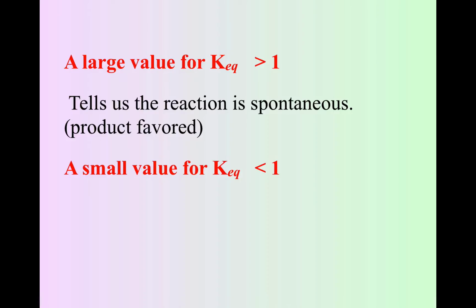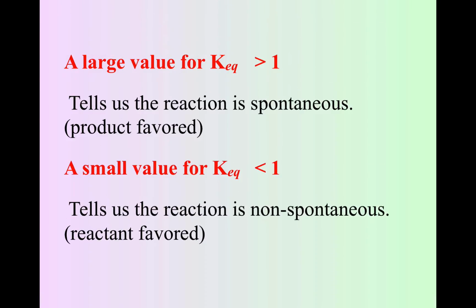A small K value is less than 1. So if the K value is less than 1, it means when the reaction stops, you've got more reactants left over than you made products. So the term spontaneous and non-spontaneous. A spontaneous reaction is one that makes a lot of products, very few reactants left over. Non-spontaneous, the opposite. Very few products made, a lot of reactants left.